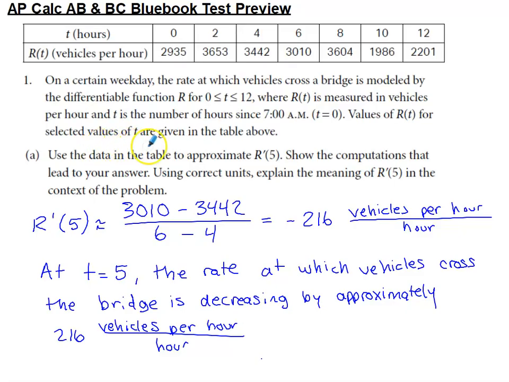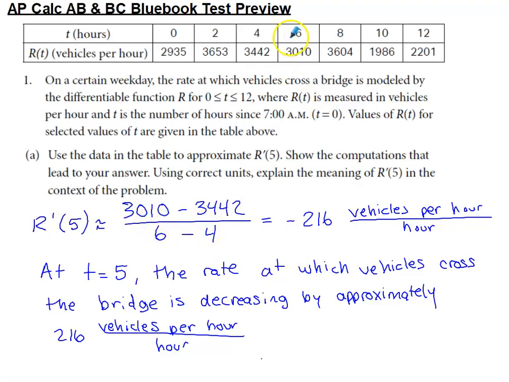We're asked to use data in the table to approximate r prime of 5. Show the computations that we use, units, and explain the meaning within context. This is very typical of a table of values problem. We don't have any information about time 5, but we do see that time 5 is central to the interval 4 to 6. Sometimes the phrasing of a task like this is even going to say, use the average rate of change of r to estimate r prime of 5. Average rate of change is a slope calculation.